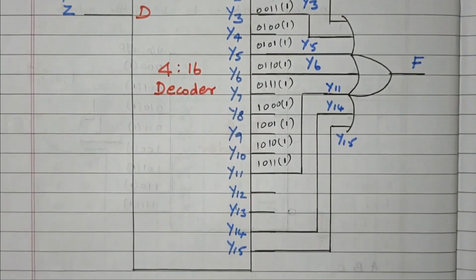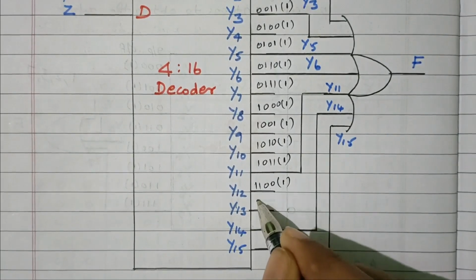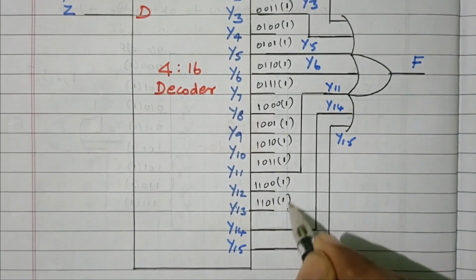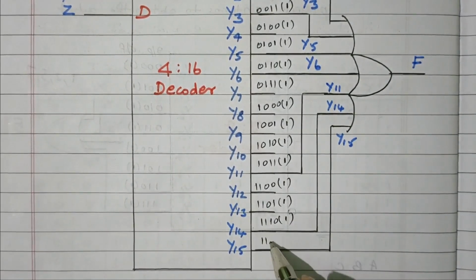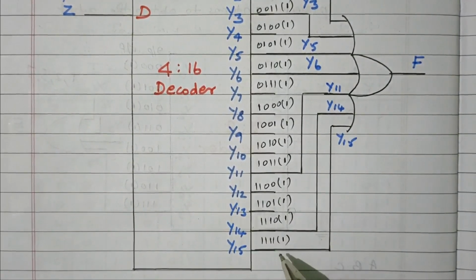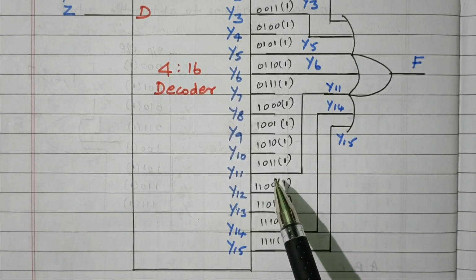Finally, 1, 1, 0, 0, 1, 1, 0, 1, 1, 1, 1, 0 and 1, 1, 1, 1 each give 1 as the output. So these are the 16 combinations, and based on that we get the output. For example, if W, X, Y, Z are all 1, then Y15 will be 1. All other terms will be 0.